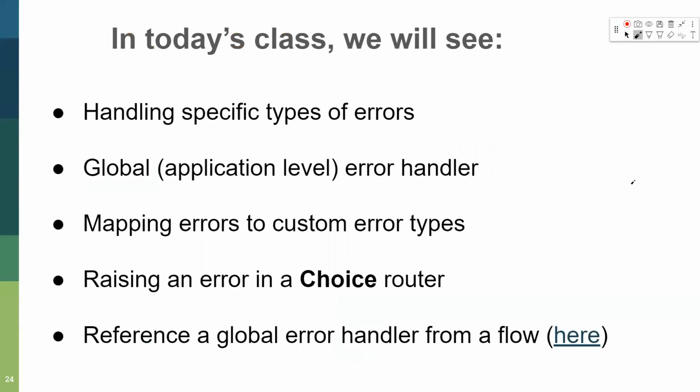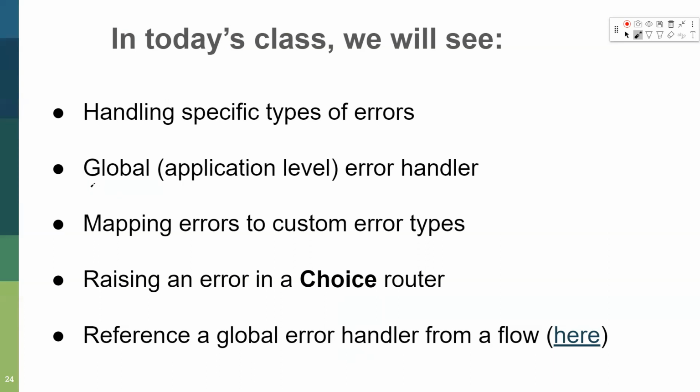And today we are going to see these topics, handling specific types of errors. For example, we may want to continue even if some types of errors happen, and we may want to stop our flow if some other types of errors happen. So depending on the type of the error, we may want to handle them differently.